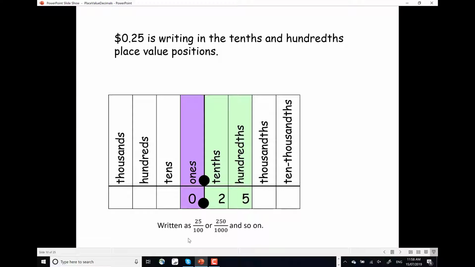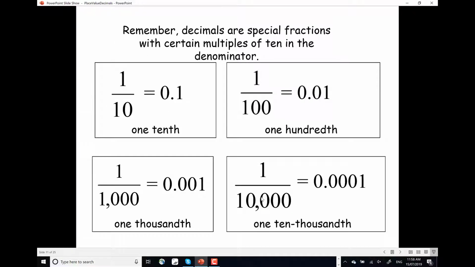Okay, so getting a little bit more tricky, 25 cents is written in the tenths and hundredths place positions. So you've got 2 tenths and 5 hundredths. It can be written as 25 over 100, or 250 over 1,000, and so on, if we were to put a 0 in here. They are the same fraction, as we will see soon. Remember that decimals are special fractions with multiples of 10 as the denominator.